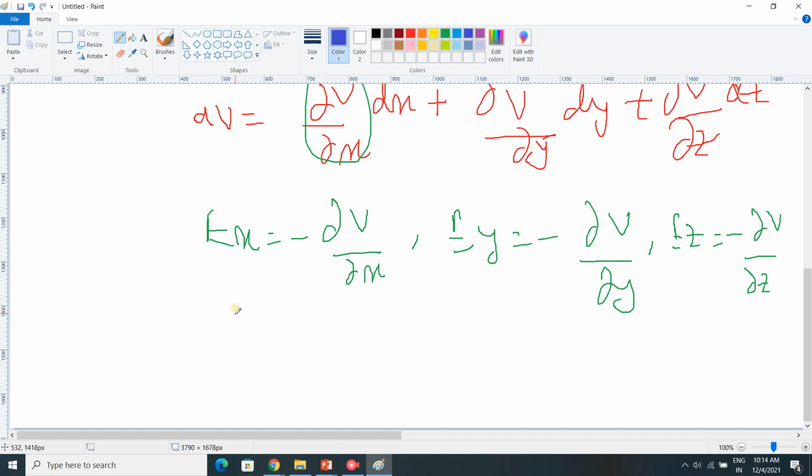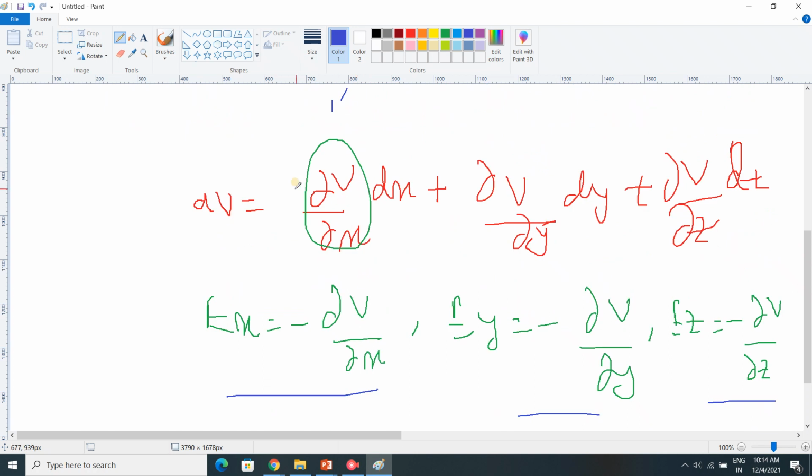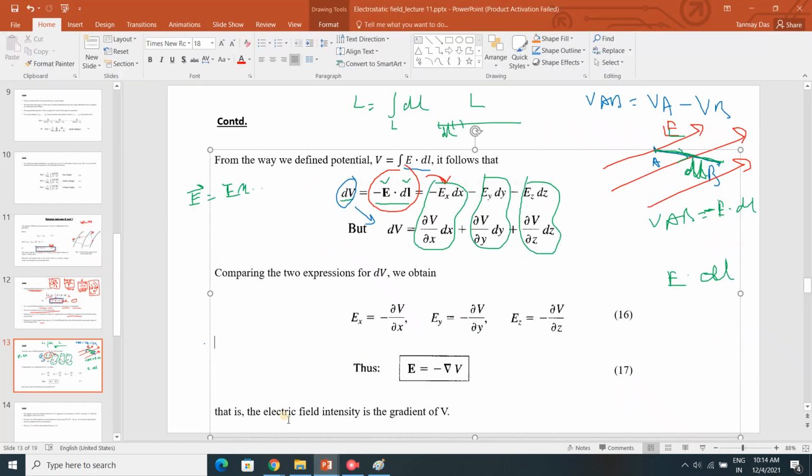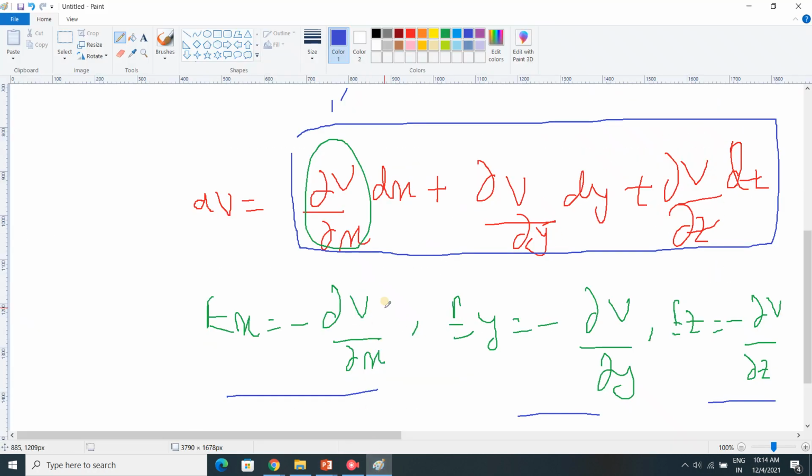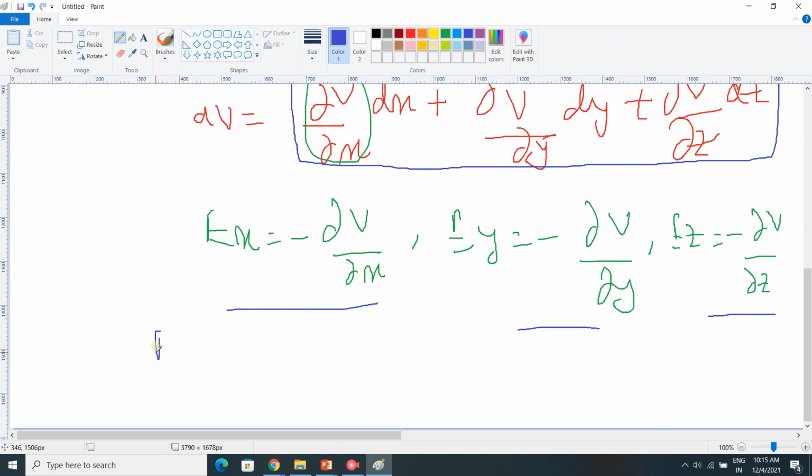This we have written. Now what does this mean actually? What is the significance of this equation? If you focus on this equation particularly, which is shown over here, what does it look like? Del v, isn't it? Now E is a vector. V is a scalar. It is not a vector. It is a scalar only.